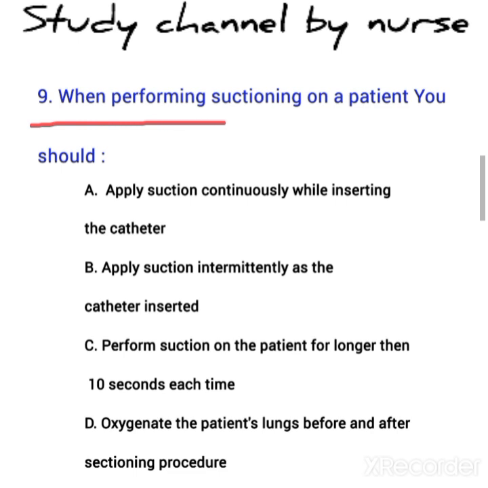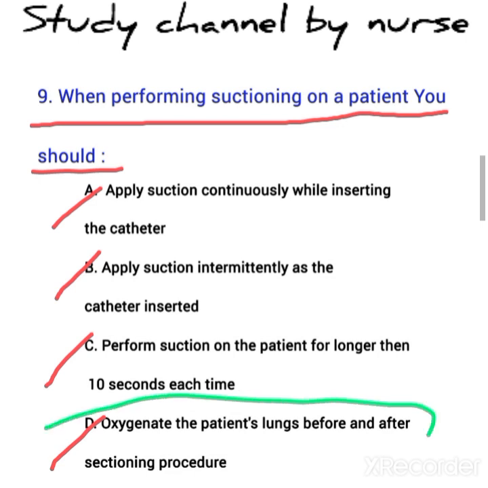When performing suctioning on a patient, you should option A apply suction continuously while inserting the catheter. Option B apply suction intermittently as the catheter is inserted. Option C perform suction on the patient for longer than 10 seconds each time. Option D oxygenate the patient's lungs before and after the suctioning procedure. And the correct answer is option D, oxygenate the patient's lungs before and after the suctioning procedure.